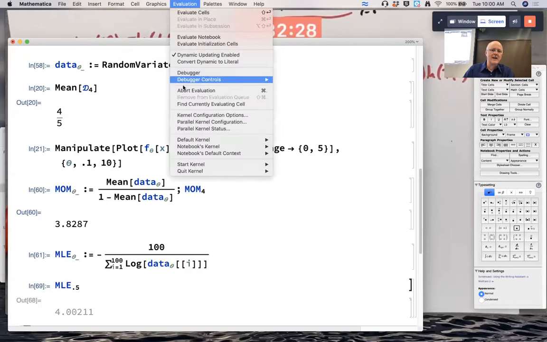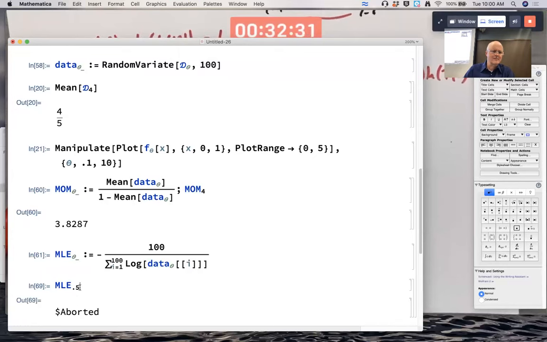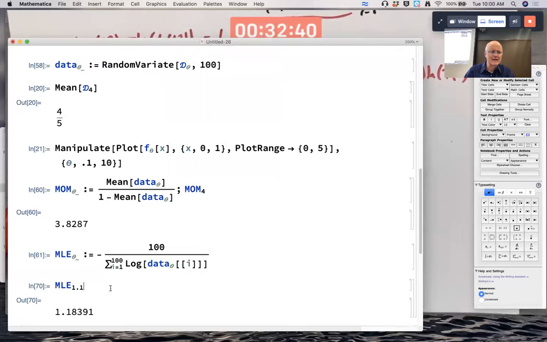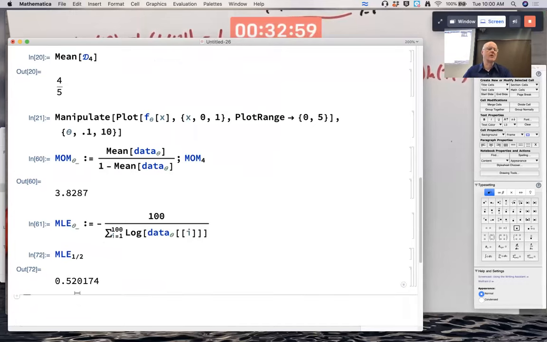Okay, let's abort that. I wonder if that was it. Maybe it doesn't like the decimal point. Is that possible? Okay, that wasn't too terribly long. Let me try 1/2. Okay, that was quicker when I used a fraction. Okay, so it's getting close to 1/2.